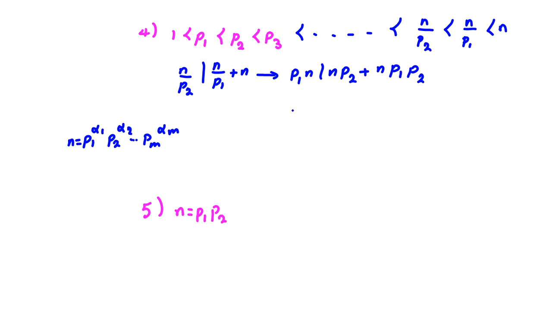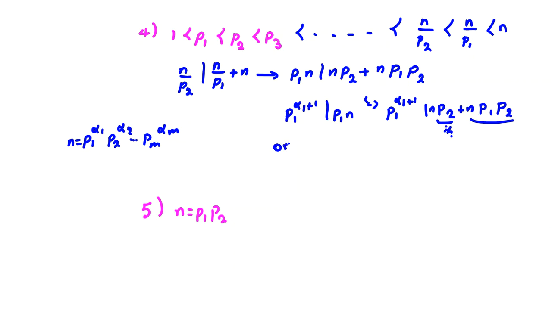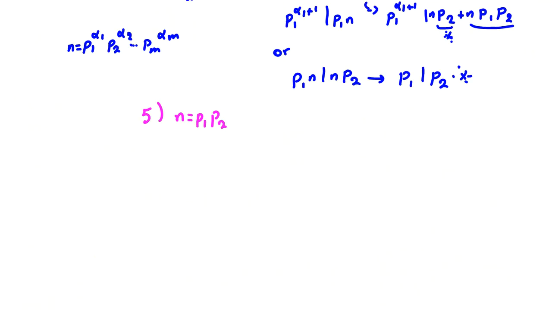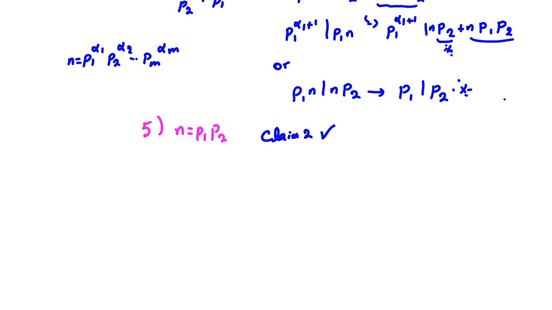Because of this, when you multiply P1n, you know P1 alpha 1 plus 1 divides P1n, because P1 alpha 1 divides n. So we conclude that P1 alpha 1 plus 1 divides nP2 plus nP1P2. Or let me tell you an easier way. P1n divides this one, so P1n divides nP2 if you subtract. Then we divide by n, P1 divides P2, and that's the contradiction. Okay, now we understand something. And nP1P2 we proved by claim 2. By claim 2, we proved it is valid. So we proved this and the problem has been solved.